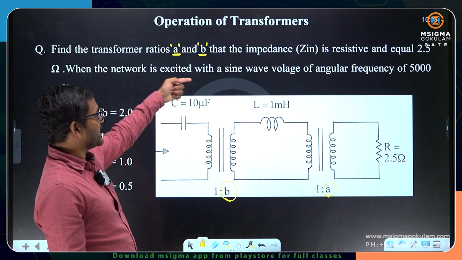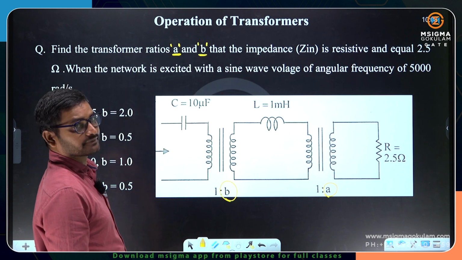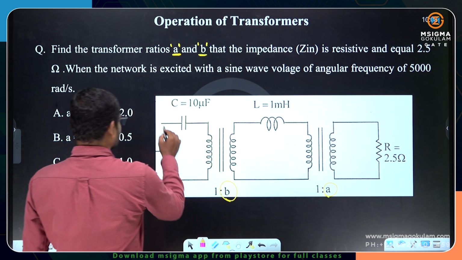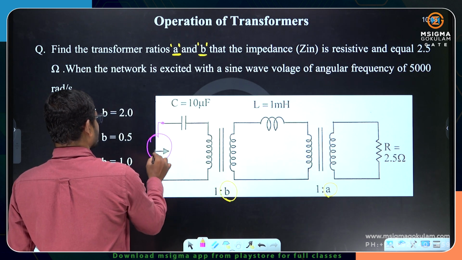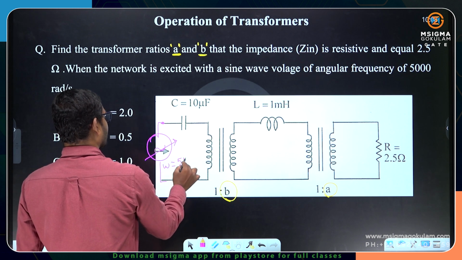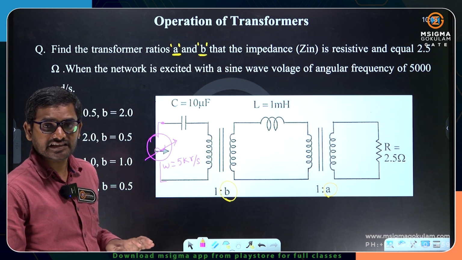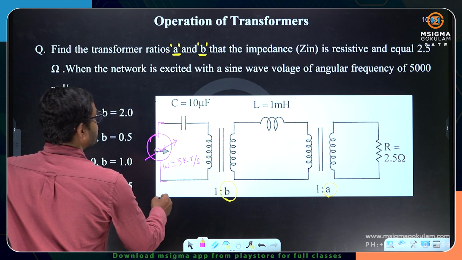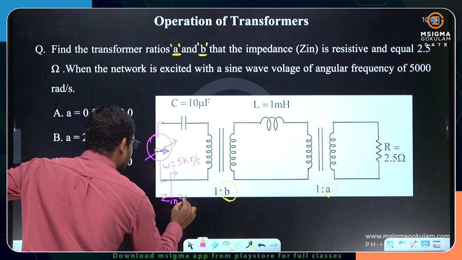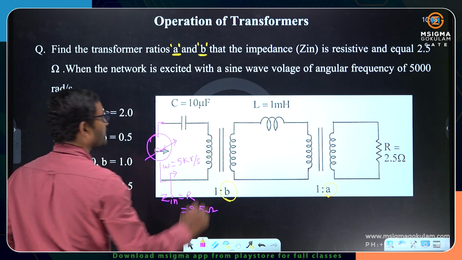When the network is excited with a sine wave voltage of angular frequency 5000 radians per second, this frequency omega is 5 kilo radians per second. He is saying that the Zin, the input impedance, is only resistive and is equal to 2.5 ohms.